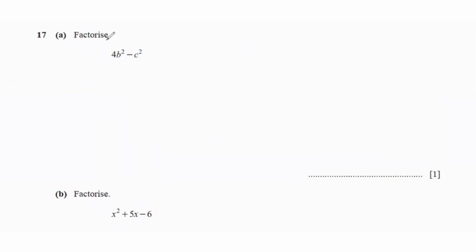Factorize 4b squared minus c squared. This is a difference of perfect squares.